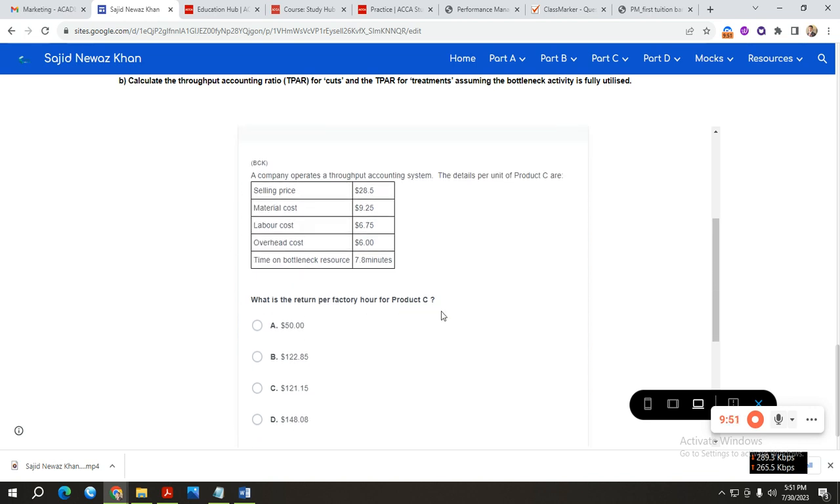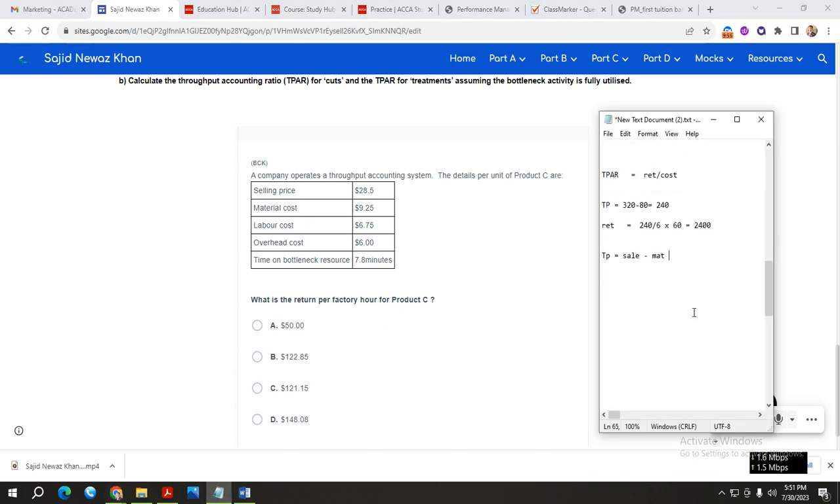So this is what is the return per factory hour. Same thing once again. How do we calculate return? First, we will need our throughput. So what is our throughput? Our throughput is 28.5 less 9.25. That's about 19.25.